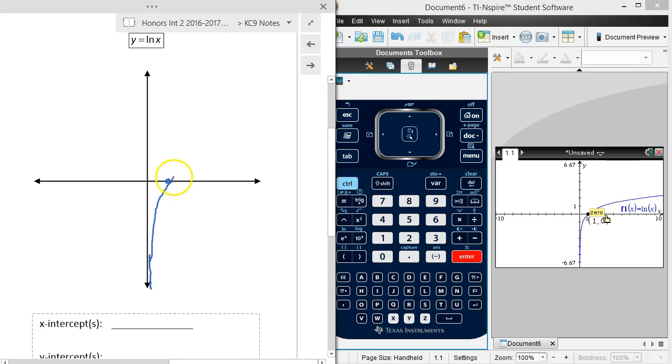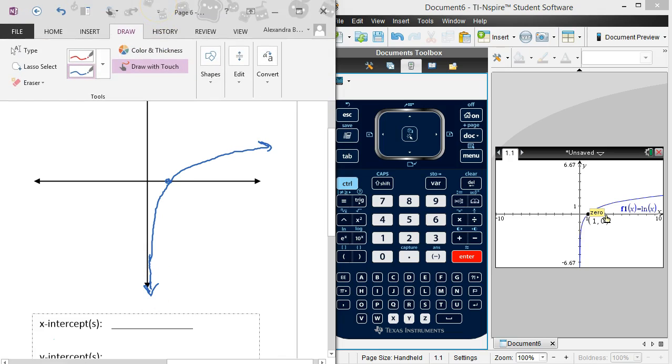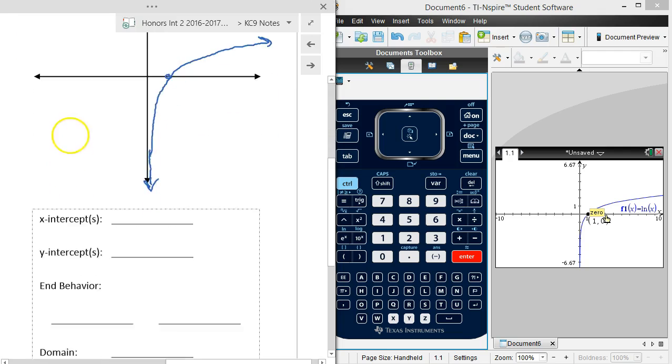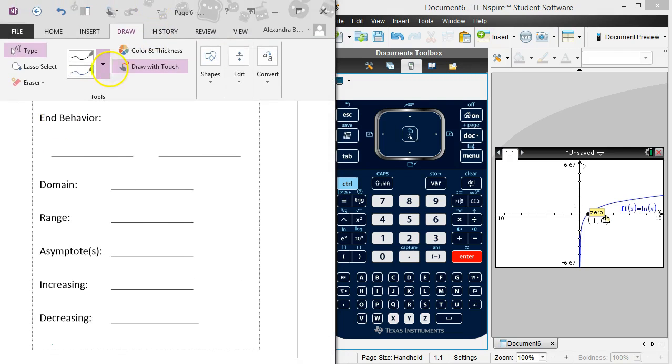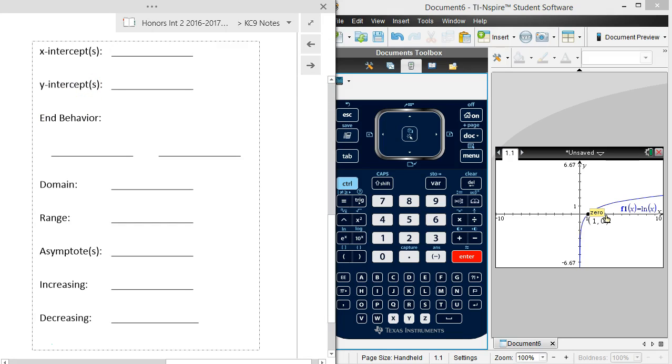And we'll go up, and then it keeps going up and up and up that way. Now, looking at some of the properties of this graph, we have our x-intercept, right? We just found it. It's (1, 0) again. That's menu 6, 1.